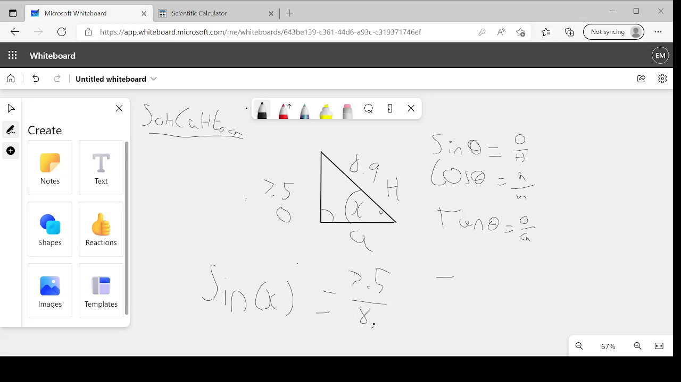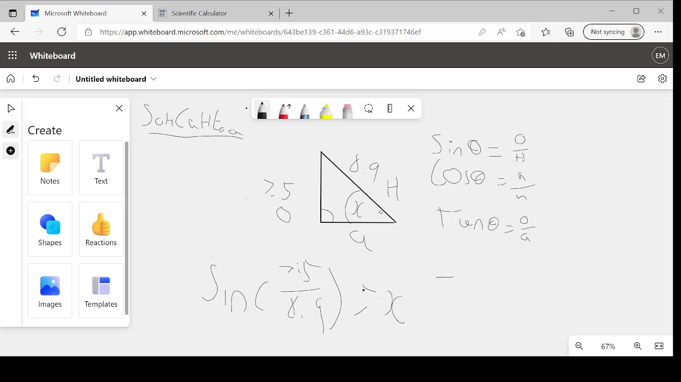8.9. Now obviously we need to get x on its own to plug it into our calculator, so let's do a bit of rearranging. To do this we're going to need to swap x with 7.5 over 8.9, so let's do that. So here we go, sine 7.5 over 8.9 equals x.